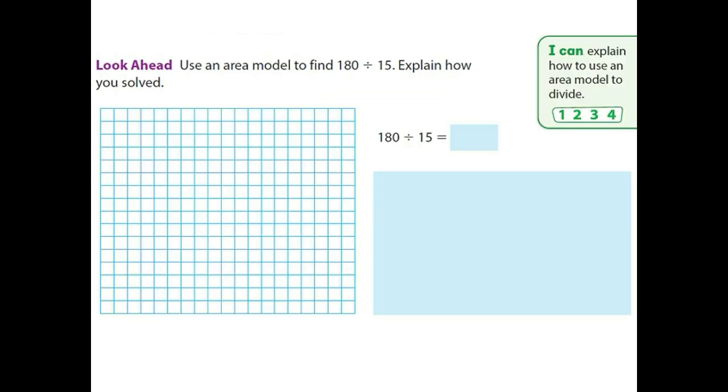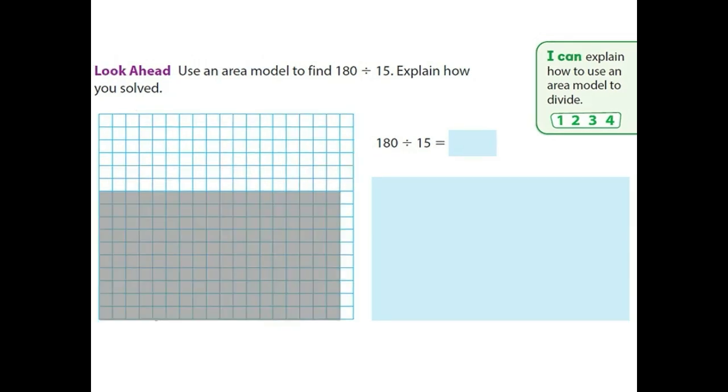Alright, so in our look ahead, we're going to use an area model to find 180 divided by 15 and explain how you solved. The first thing I'm going to do is make a model that's 18 by 10. That would be 180. So let me show you that. So here's my 10 by 18. So now I need to take how many out? Well, 10 times 15. See, I'm dividing by 15. So I'm doing 10 times 15.